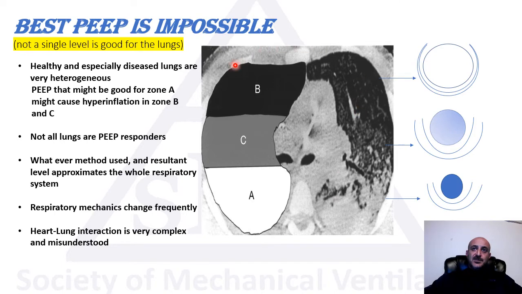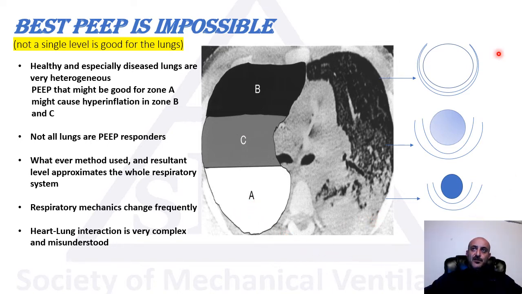If you look at this CT scan of a patient with ARDS, you can notice that on the top there's good air, like here. In the middle there's a little bit okay air here. But the bottom zone is usually very consolidated with very low ventilation.